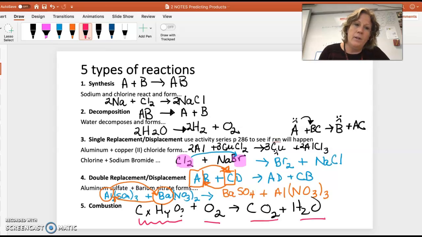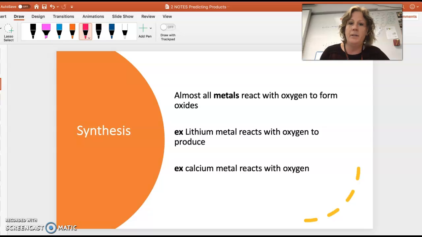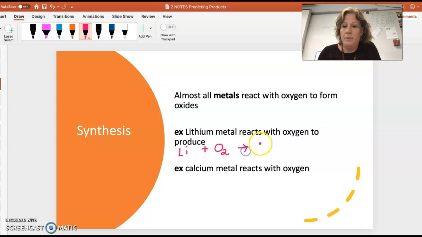So let's go a little bit deeper into each of the types of reactions now. And I would take good notes on this so that you can use them when you take the assessment and when you do your homework. So synthesis, you can have synthesis reactions between metals and oxygen, and they form metal oxides. So for example, lithium, the metal, will react with diatomic oxygen, and then it'll form lithium oxide.